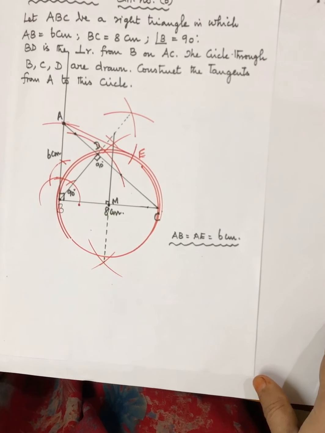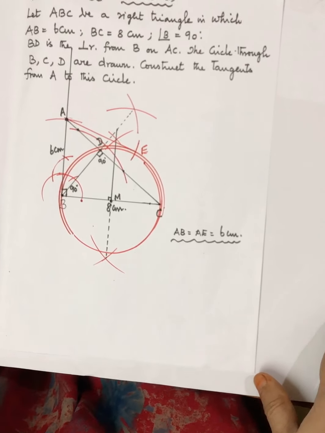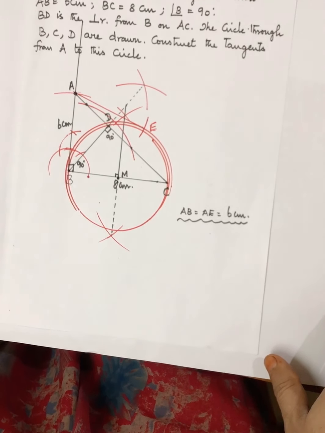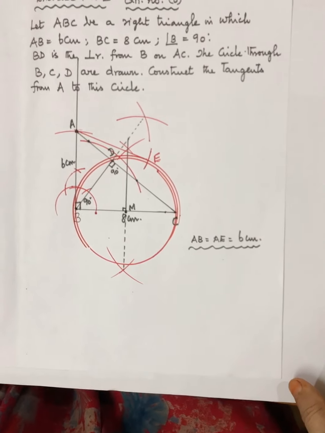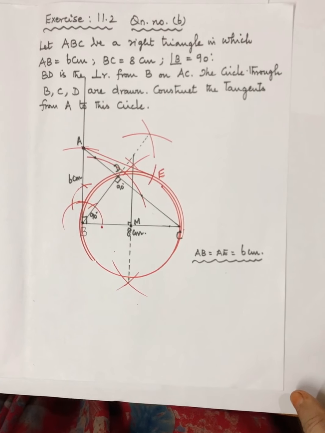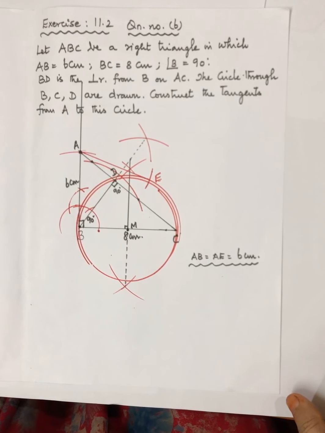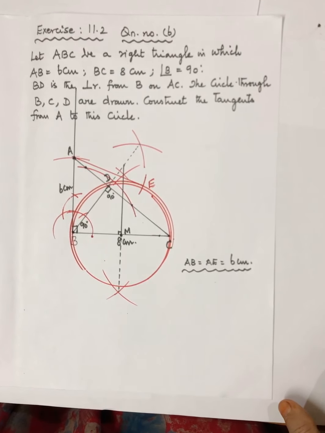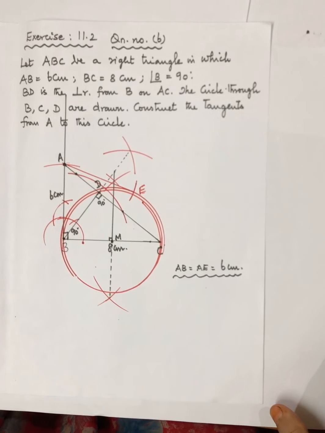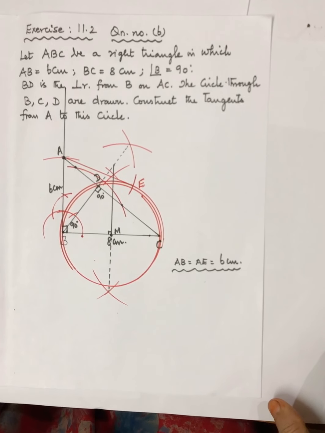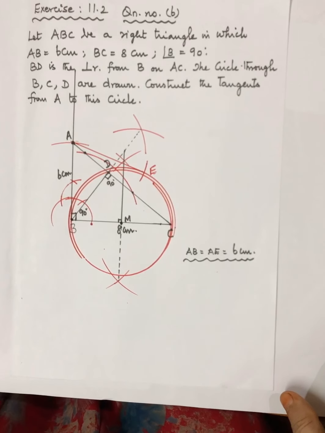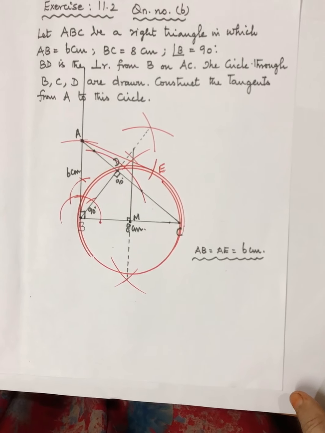Now, draw the perpendicular bisector of the side BC. Let it meet BC at M. M is the midpoint of BC. Take your compass, keep the needle at M, pencil end at B, and draw a circle. This circle passes through B, C and D. The circle passes through these 3 points B, C and D.